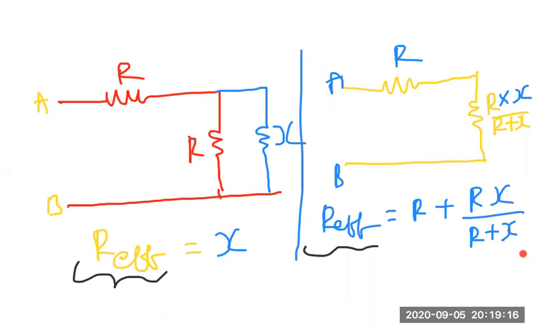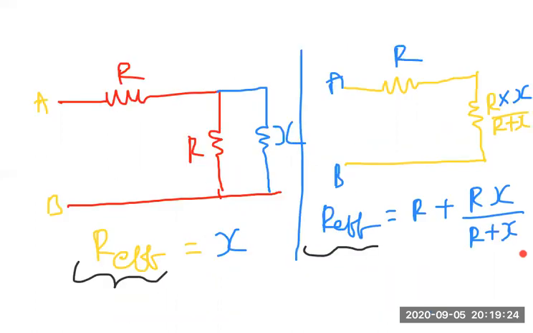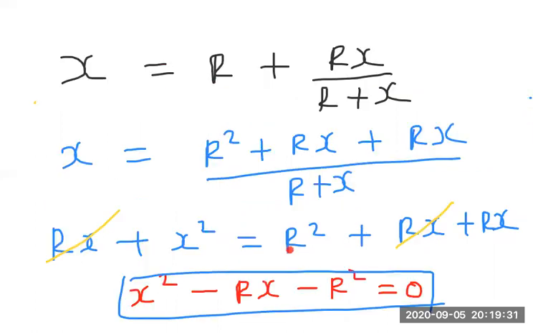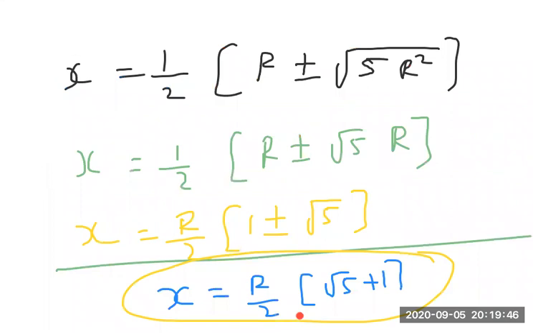Fine, sir, I got this one. Now what should I do, sir? Simply here both are equal, no beta. Effective resistance is x, and effective in this value, I am equating these two. After equating these two, I took LCM. After taking LCM and cross multiplication, I got a quadratic equation in terms of x. I solved the roots, and finally I got the answer as x equal to r by 2 into root 5 plus 1. I hope you are clear how to handle this type of problems.